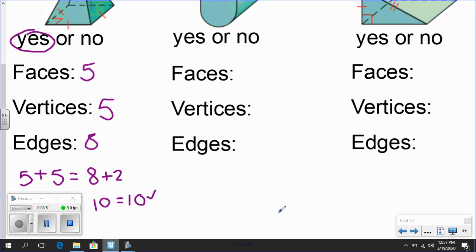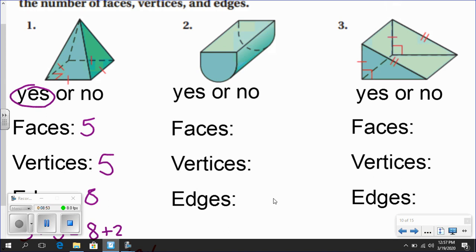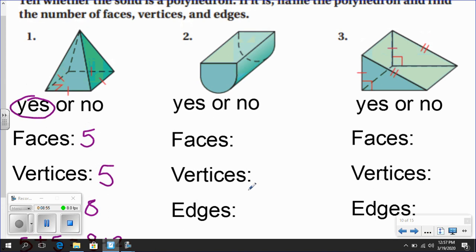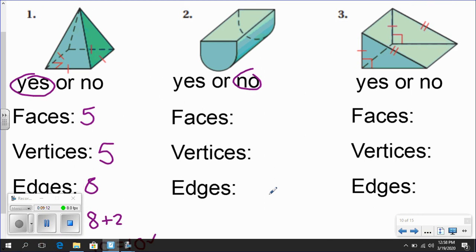So it works. Number 2 here, is this a polyhedron? The answer is no. Now, even though we don't have a circle, we have close to half of a circle here, a semicircle. So since we have a round edge here, it is not a polyhedron. So I'm not even going to answer any of those.